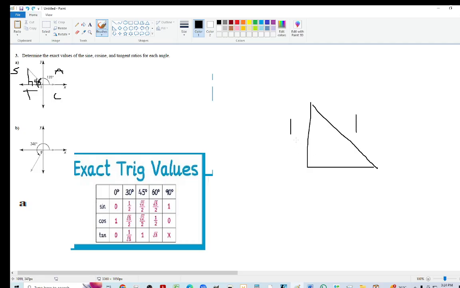Well, you can do it this way too. You can make both these sides 1. That means this is a 45 degree triangle. And 1 squared plus 1 squared is 2. Therefore, the hypotenuse is square root of 2. And we can figure out all the values. So sine is opposite over hypotenuse. So it's 1 over square root of 2.